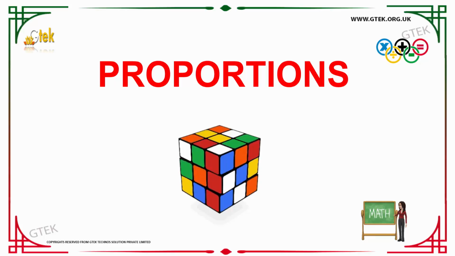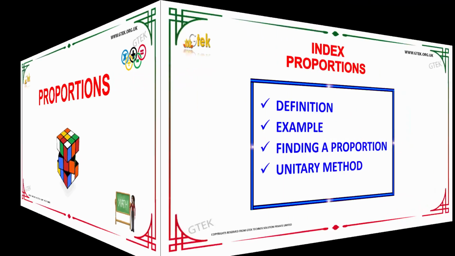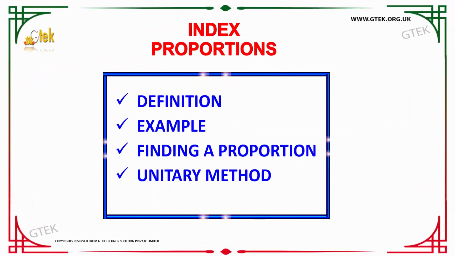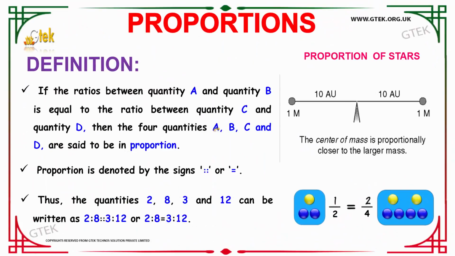Now let us discuss proportions. The chapters which we are going to discuss in this are the definition of proportion, some examples for proportion, followed by how to find a proportion, and we'll be concluding with unitary methods. We shall start with the definition of proportion.